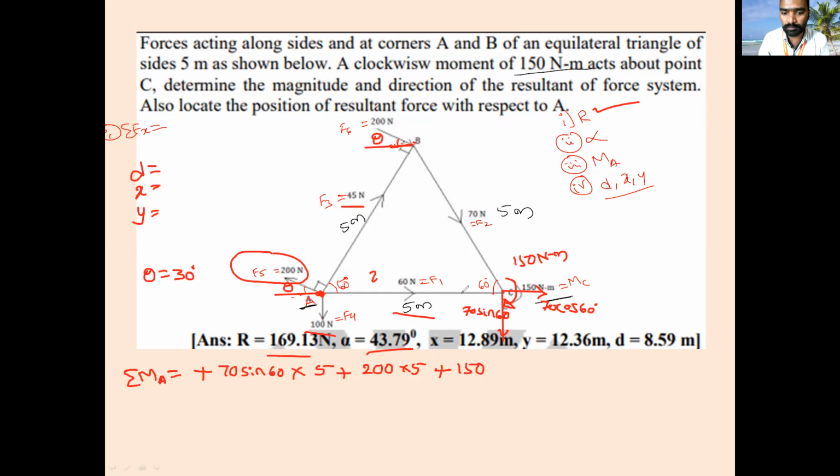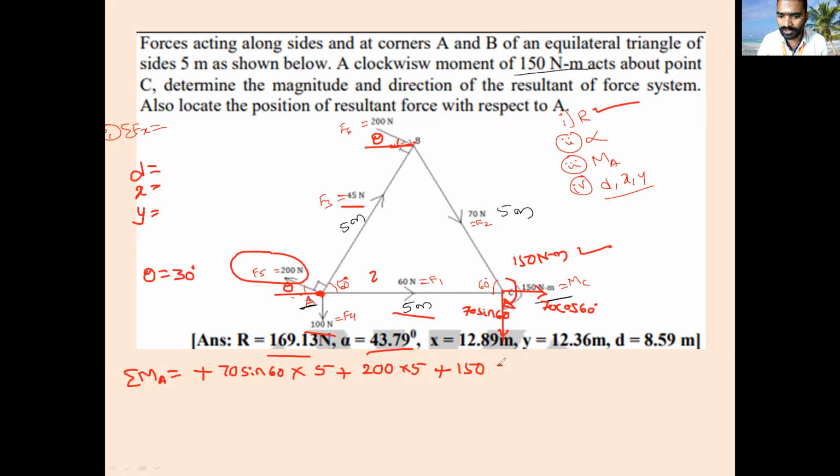You are not supposed to multiply any distances because this moment is multiplied already. The force and distance are already multiplied. That's why you are not supposed to consider any distances. Whatever he has given, that only you have to take. If it is clockwise, you take plus. If it is anti-clockwise, you take minus. That's all you have to do.